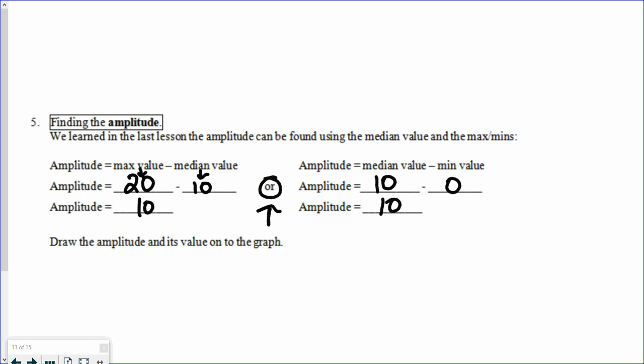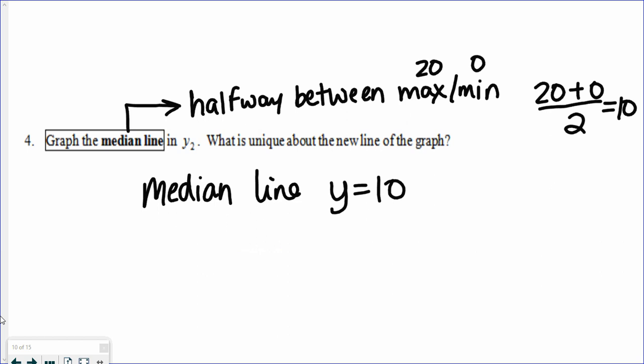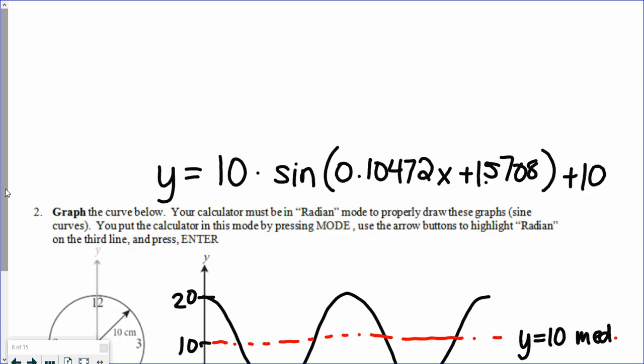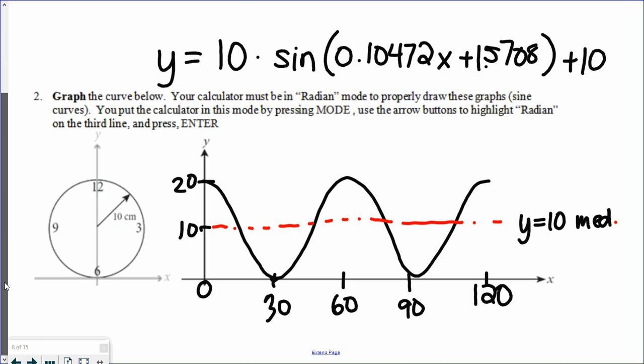So just putting that onto that graph that we had previous. So the amplitude, again, is a maximum value to your midline, or your midline to your minimum value. So again, that is 10 units. In this case, I guess it would be 10 centimeters. And that is our amplitude.